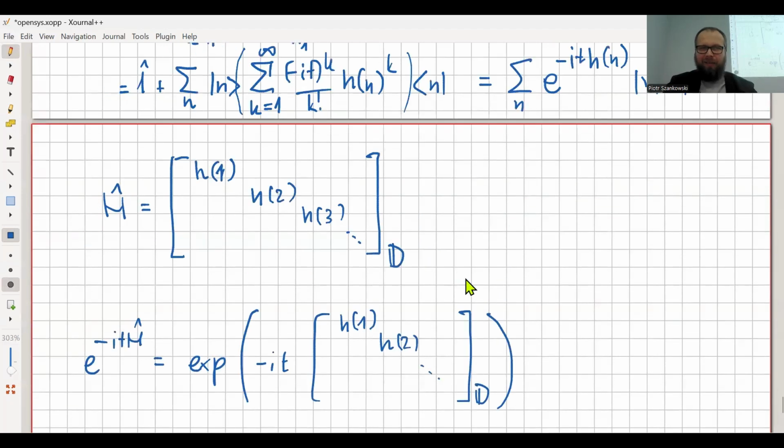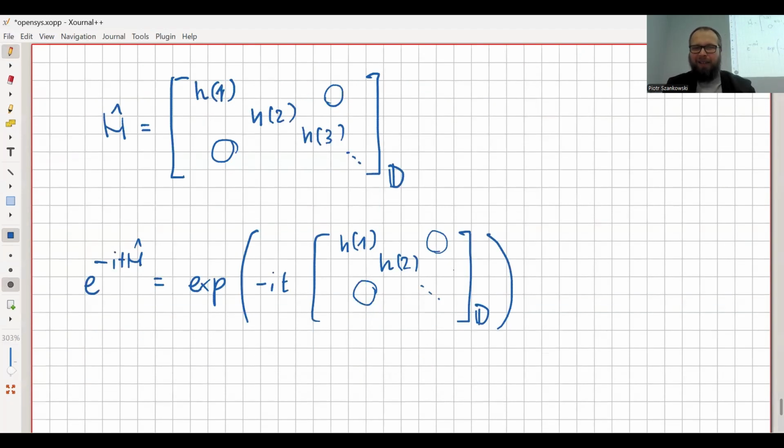And of course, everywhere else are zeros, right? Only entries on the diagonal. It just turns into a diagonal matrix where you have e to the minus i t H1, e to the minus i t H2, and so on.